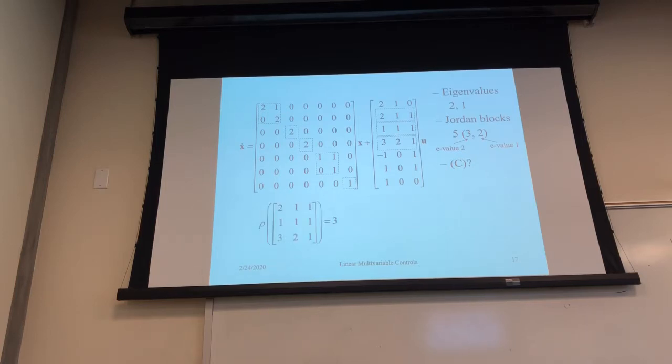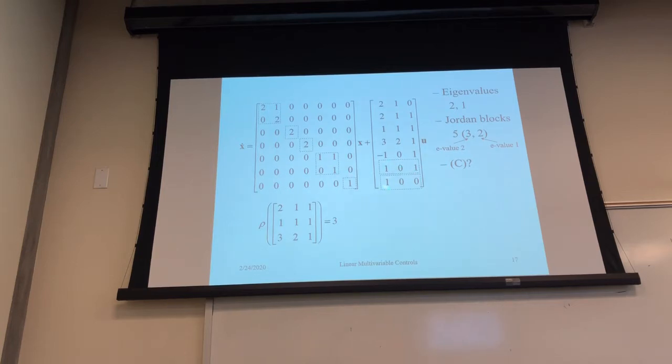So the rank is 3. We have 2, 1, 1, then 1, 1, 1 is here, and 3, 2, 1 is here. Put this as a matrix and check its rank. The rank is 3, which means the determinant is not 0. So therefore, that mode is controllable. Let's check the next mode.